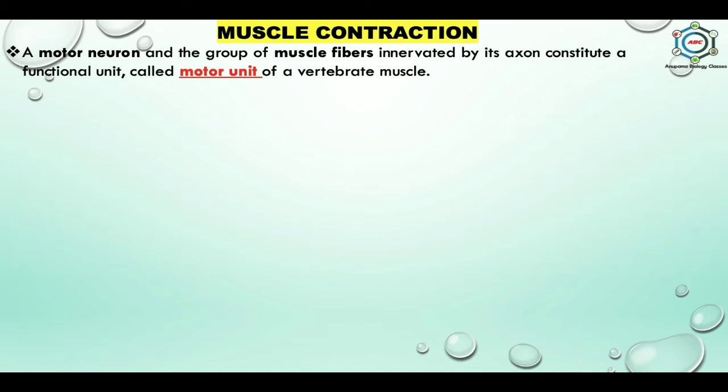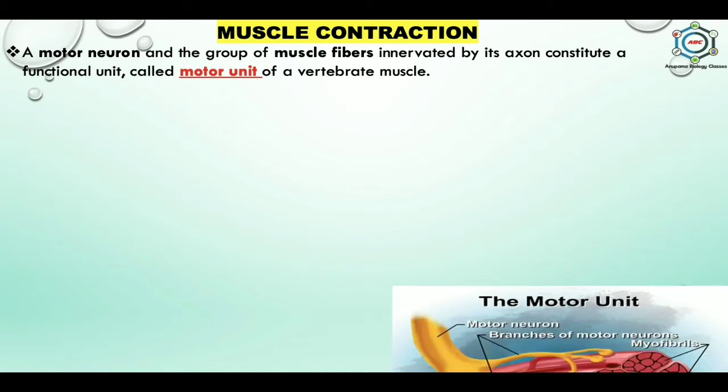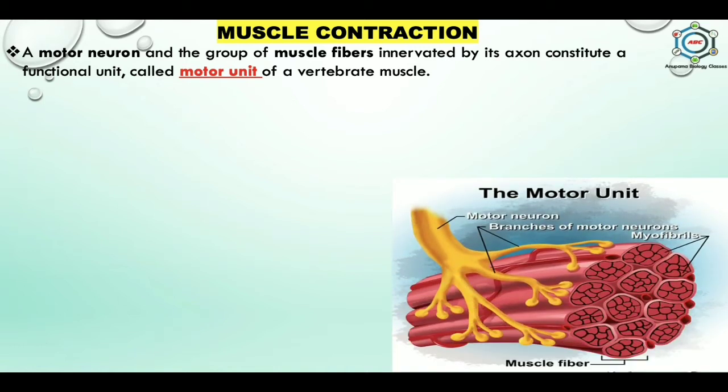Motor units are not the same in all organs. Like in finger muscle, 3 to 6 muscle fibers are present, while in the case of the eyeball, 10 muscle fibers are present. In this picture you can see the motor unit. Here a motor neuron, which is yellow in color, is attached to the red, that is the muscle fiber, and this motor neuron and the muscle fiber combine to form one motor unit.